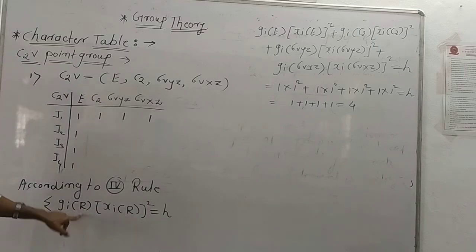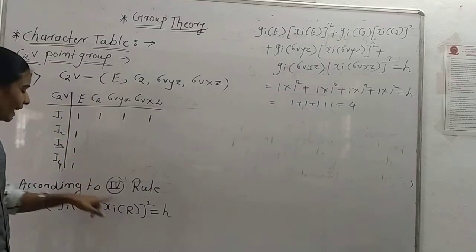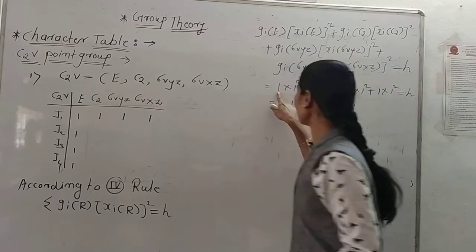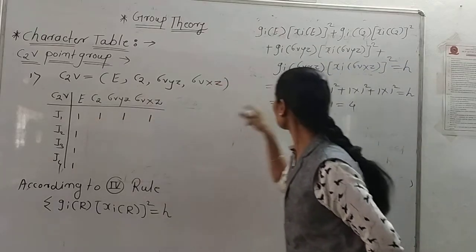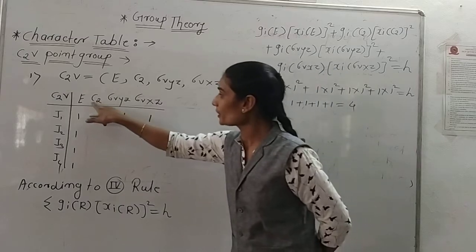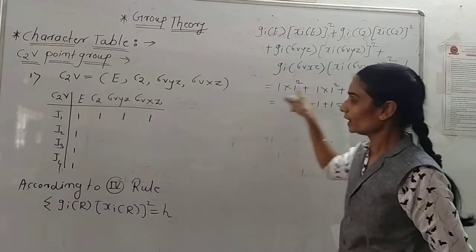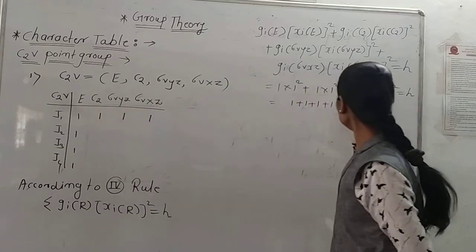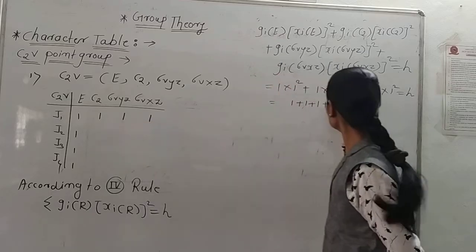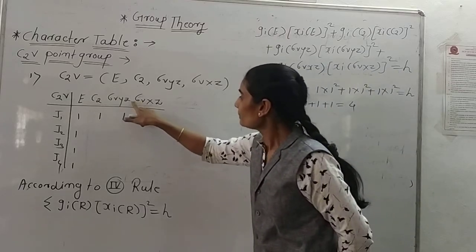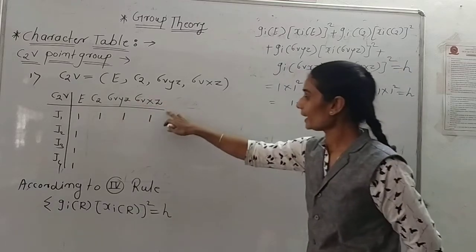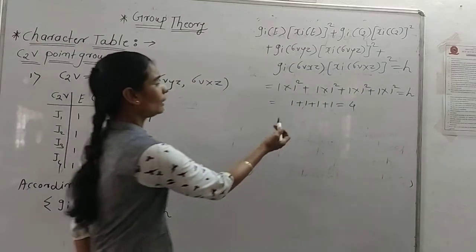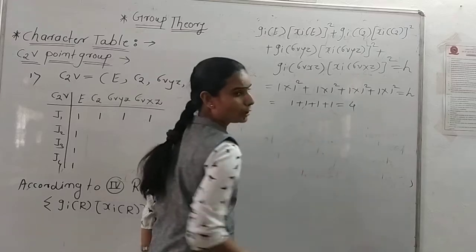This Gi is nothing but the symmetry element. This Xi R is nothing but the character of this symmetry element. Only one symmetry element is present, identity. Its character is 1, 1 square, plus C2 axis of rotation, only one, into its character, its square, plus sigma v yz, only one, into its character 1 square, plus sigma v xz, only one, and its character into 1 square. And its value is always the order of the group. So 1 plus 1 plus 1 plus 1 is equal to 4.